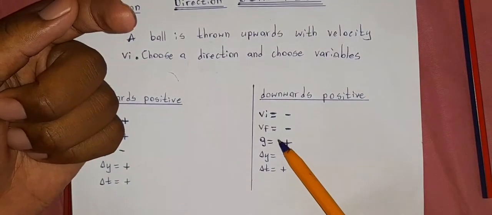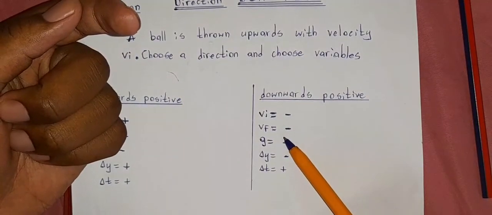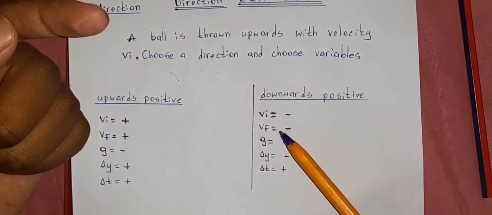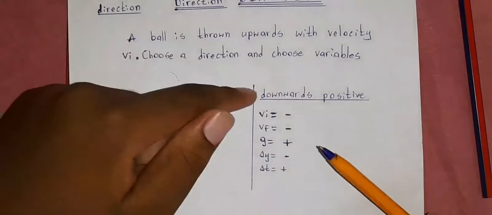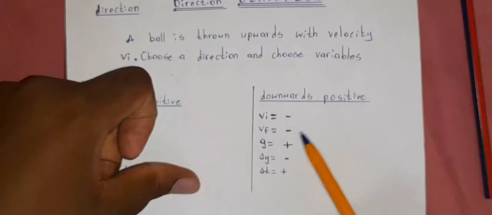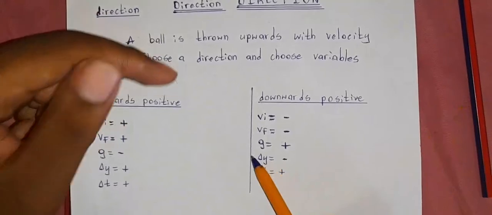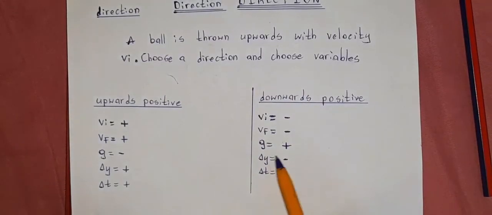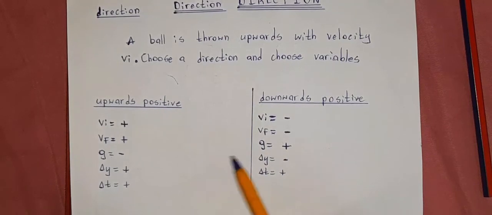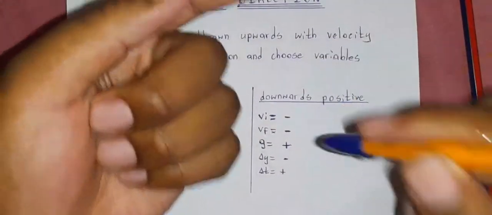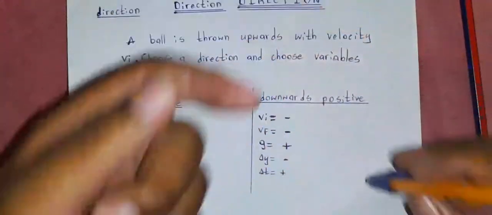And let's say the final velocity is upwards and we choose the positive direction as downwards, so we will have a negative final velocity. Gravity goes downwards and we choose downwards as positive, so we will have a positive gravity. And displacement is going up, but we chose downwards as positive, so it has a positive displacement.